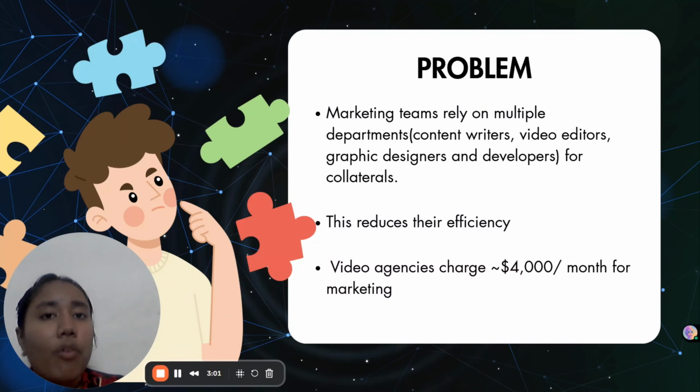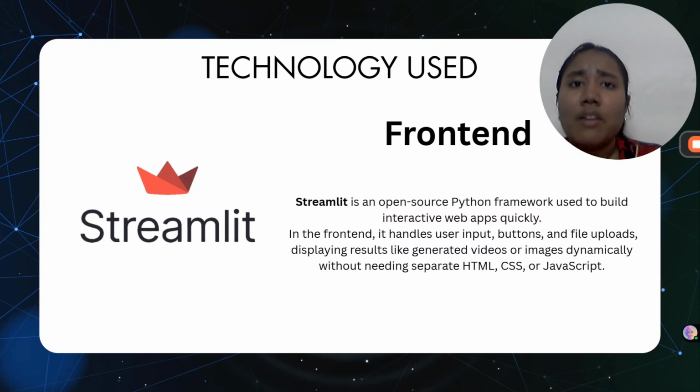So let's talk about the technologies used. First thing I used is Streamlit. In front end, I use Streamlit. Streamlit is an open source Python framework used to build interactive web apps quickly. Why I use Streamlit? Because Streamlit is very simple to use and I don't have to code CSS, JavaScript and HTML to make the same thing.